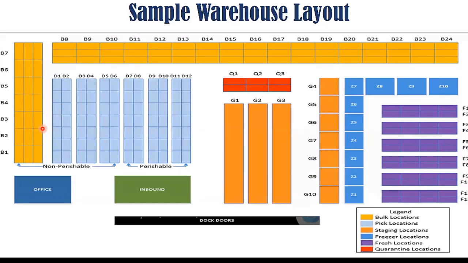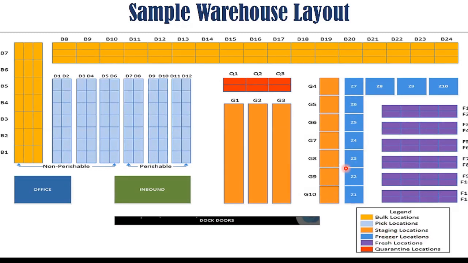So you'll transfer from bulk to pick locations, and you'll do the replenishment activities at the same time if you have that. And you'll also have a quarantine area. So Q1, Q2, Q3 are all quarantine areas. And if you look at G1, G2, G3, all these are staging locations, right?